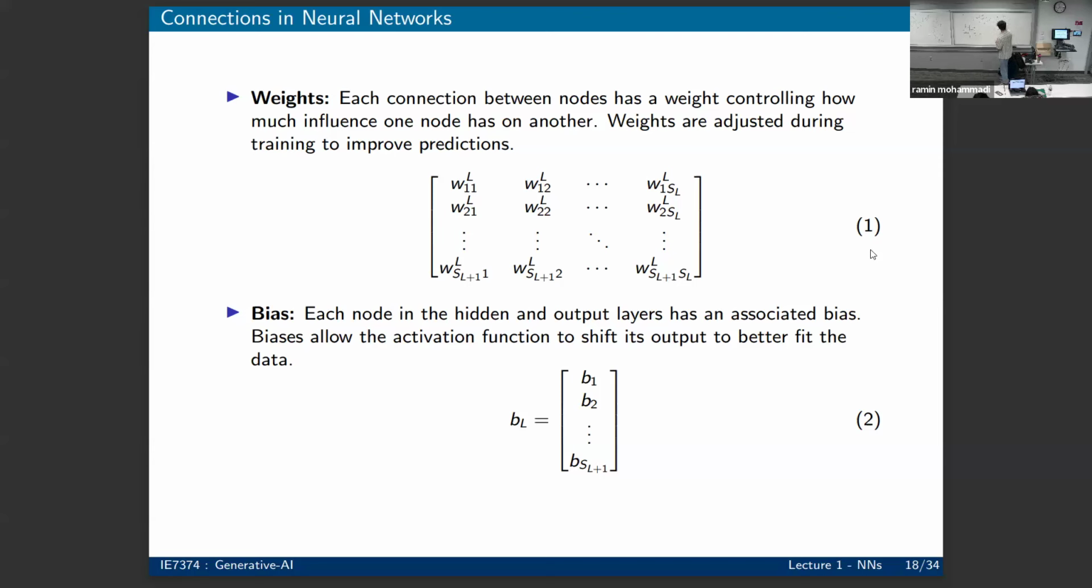Now, that means if you have 3 here and 3 here, you have 9 connections, 9 lines, which means you have 9 weights, right? And we show those weights, WL, the weights for layer L, as a matrix, 3 by 3 here, for example. SL stands for the size of the layer. SL means how many nodes are in layer L. So SL here is 3, and SL plus 1 is also 3.